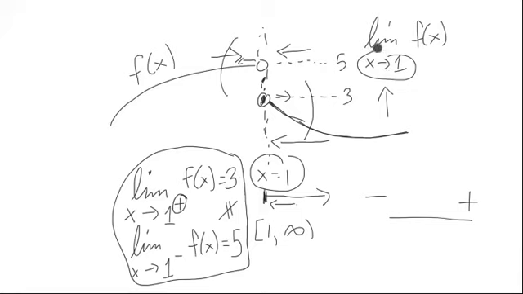Hence, we say that the limit as x approaches 1 of f of x just does not exist. So maybe we could write DNE for does not exist if this case happens. This happens with a jump, but the right-hand limit and the left-hand limit actually do exist.